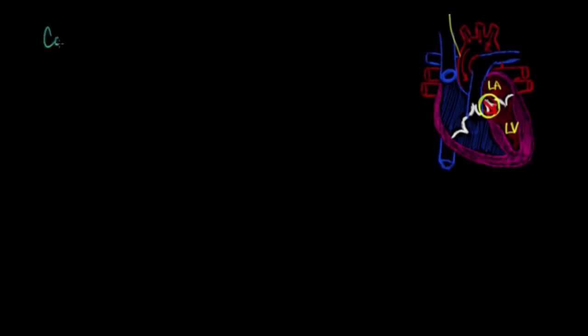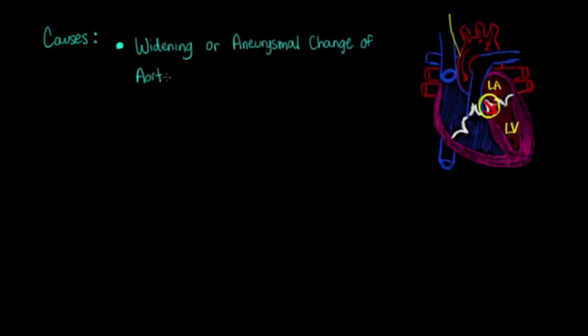So let's talk about some causes of aortic regurgitation. So one way that this occurs is when you get a widening or aneurysmal change, and an aneurysm is really just a ballooning or an outpouching of a vessel. So widening or aneurysmal change of the aortic annulus. And the annulus is really just a ring of fibrous tissue that surrounds the aortic valve.